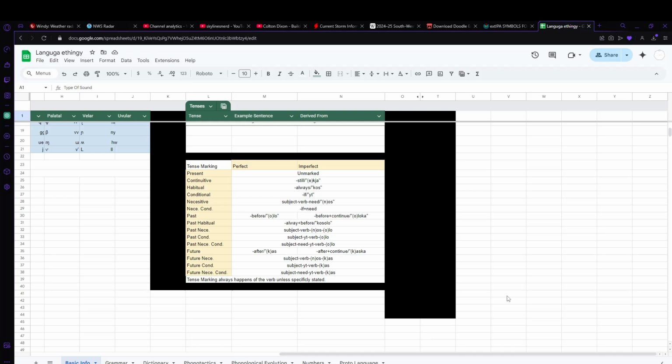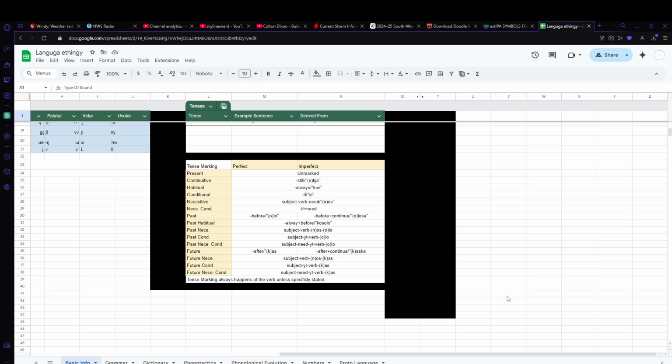Continuative. Now note at the bottom it says tense marking always happens to the verb unless specifically stated. So in the form of still, you would add still to running, and the suffix is ekya. Or, well, like I said, all these have their vowel and consonant final forms. So yeah, ekya could just become kya.